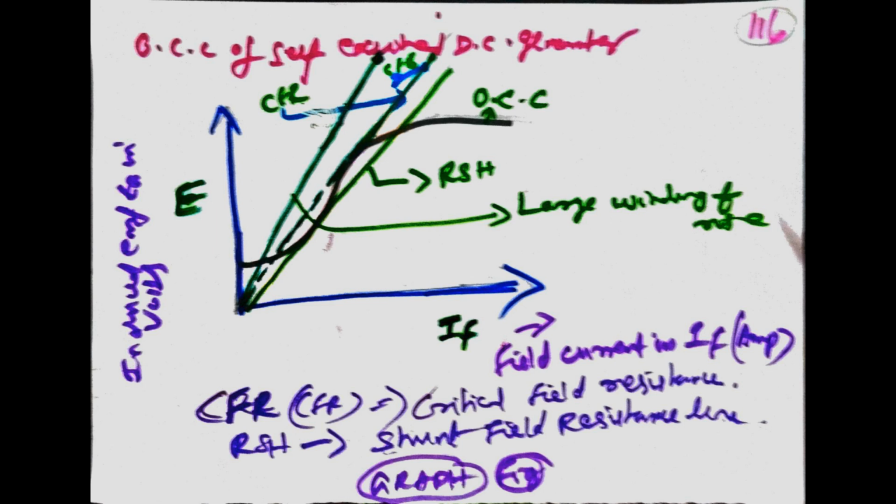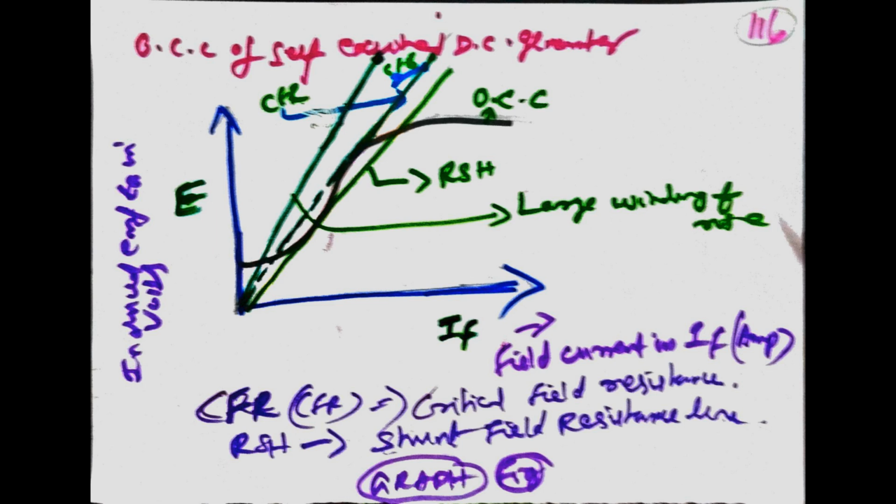RSH is the shunt field resistance. The line below is the RSH line. The OCC curve is shown in the figure. The tangent of this curve gives the value of the critical field resistance.